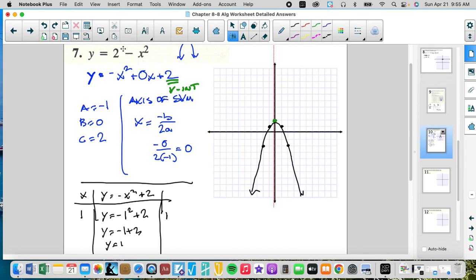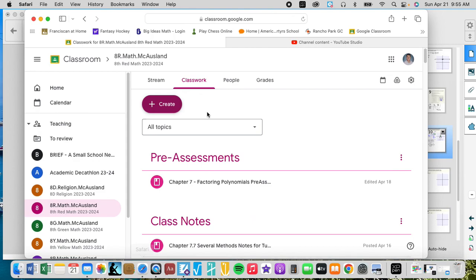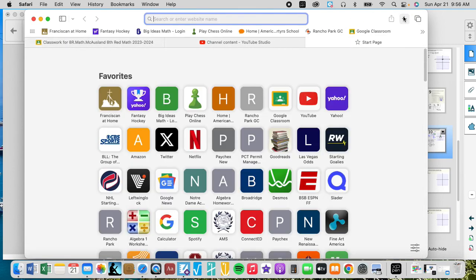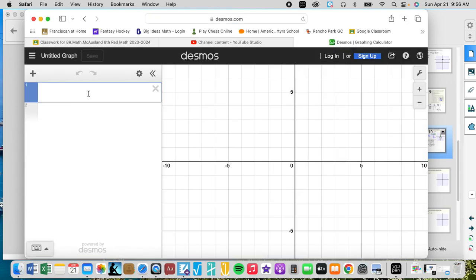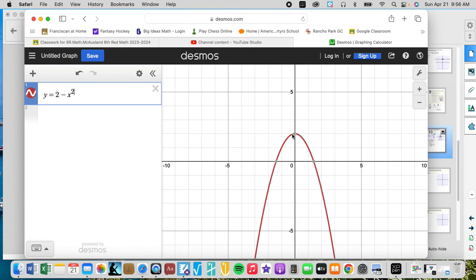Let's take a peek at this, because it said to use a graphing calculator. So let's use Desmos and plug in this formula, y equals 2 minus x squared. Does that look like my points? 0, 2, and that's an interesting one. So I think I had the point here.